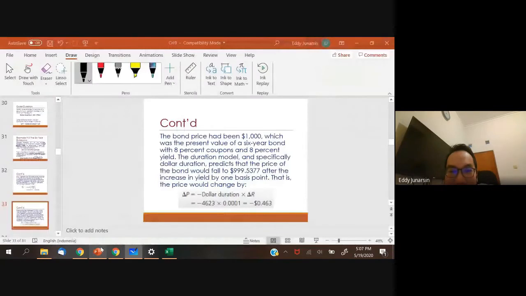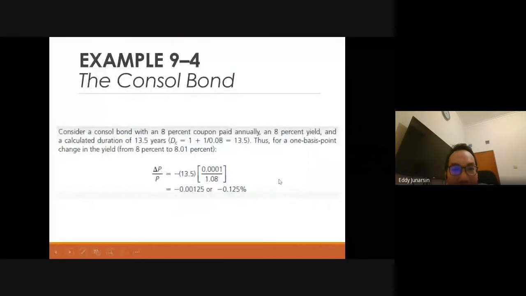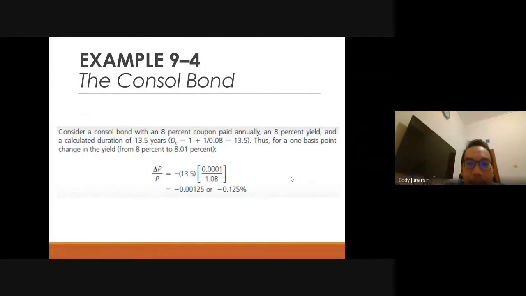So maybe we have a second example here. Consol bond. Yeah, we can use the consol bond case. Still remember the consol bond? It doesn't have any maturity, right? But we can still calculate the duration. See the information here. The coupon is 8%, and the market rate is 8% as well. Easy example. So the market rate has not changed, right? Still the same as the coupon rate.